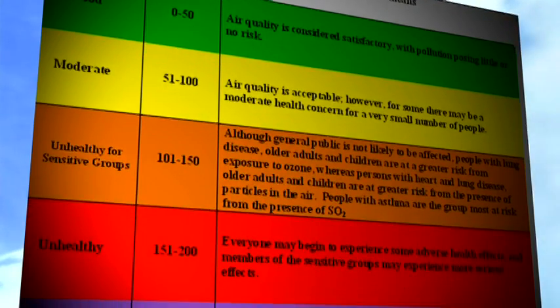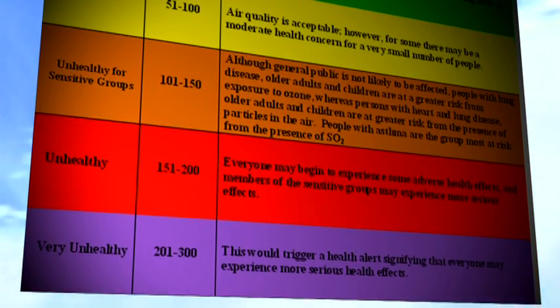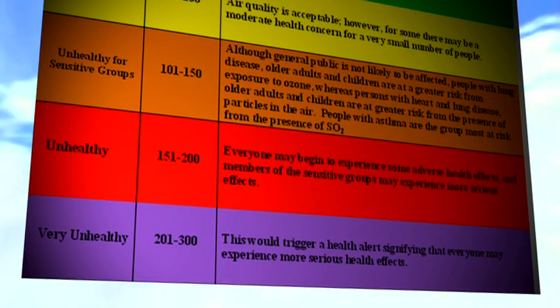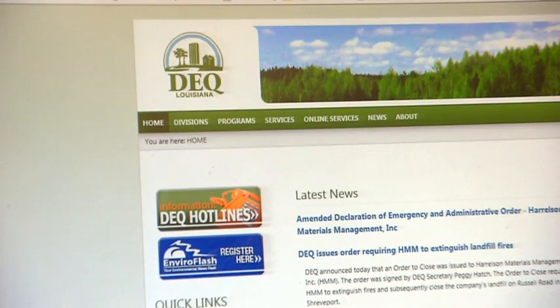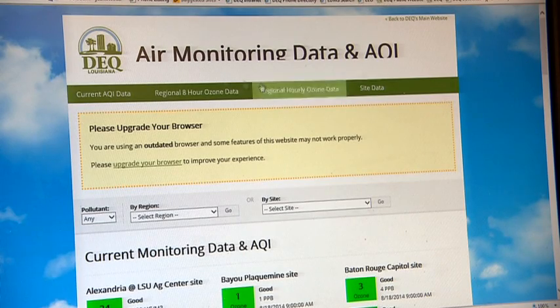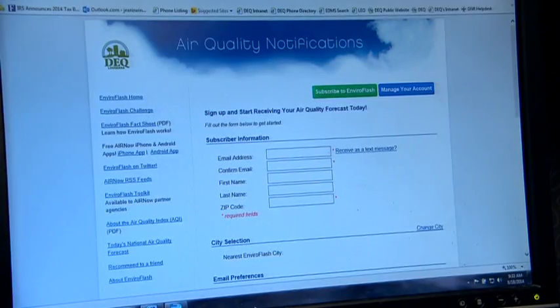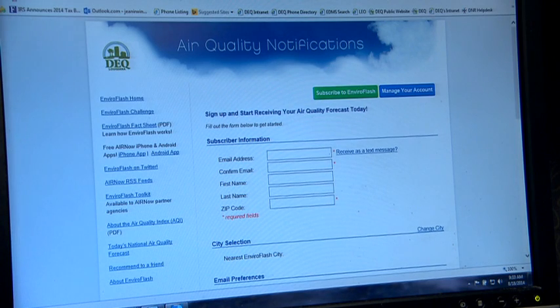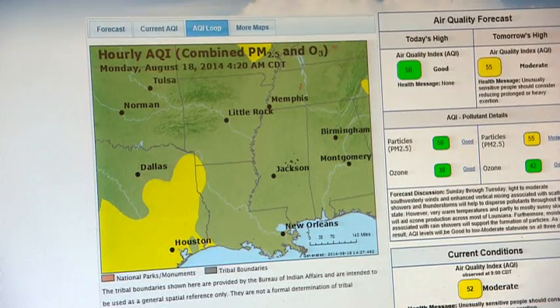When the air quality range starts moving out of the yellow towards orange, it indicates the air is unhealthy for people in sensitive groups, mainly the very young, the elderly, and people with respiratory problems. Members of the public can learn about daily air quality through the news media and other sources that include EnviroFlash. This free automated subscription system sends text or email messages to subscribers based on how much information they want and how often. The public can go to the DEQ website to sign up for EnviroFlash, as well as visit EPA's Air Now website to access air quality information.